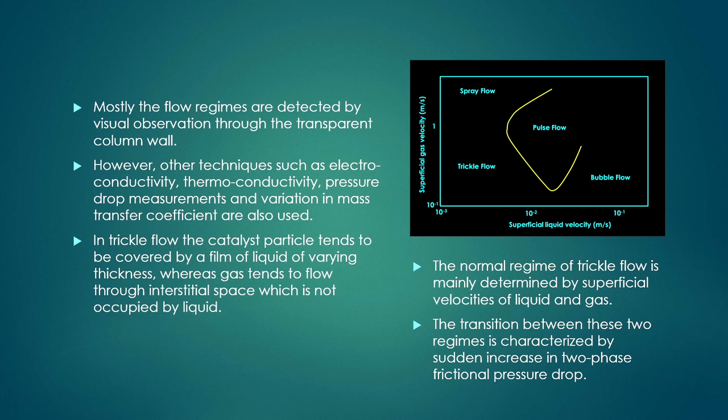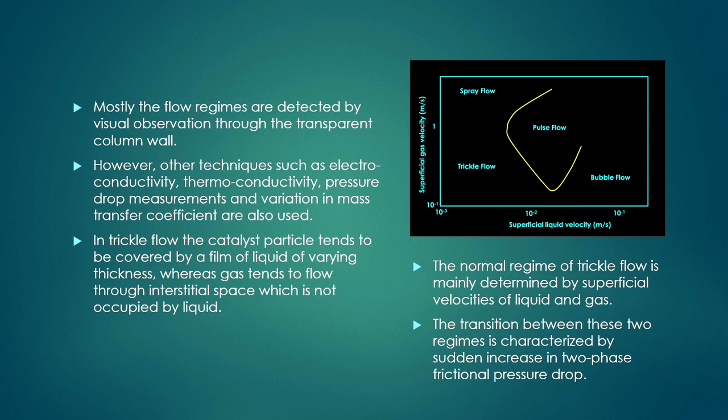Now mostly the flow regimes are detected by visual observation through a transparent column wall in laboratory scale experiments. However, other techniques can be used like electroconductivity, thermal conductivity, pressure drop measurements, and even variation in mass transfer coefficient. Those methods also can be used to get this type of flow regimes.